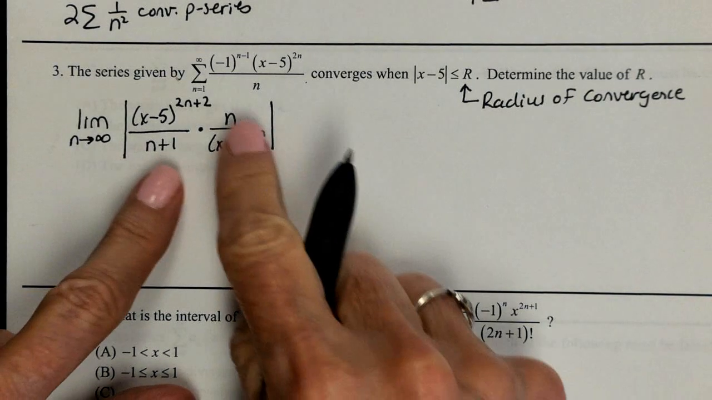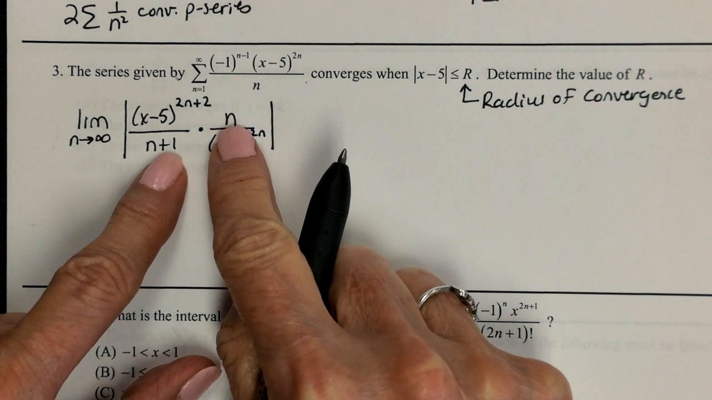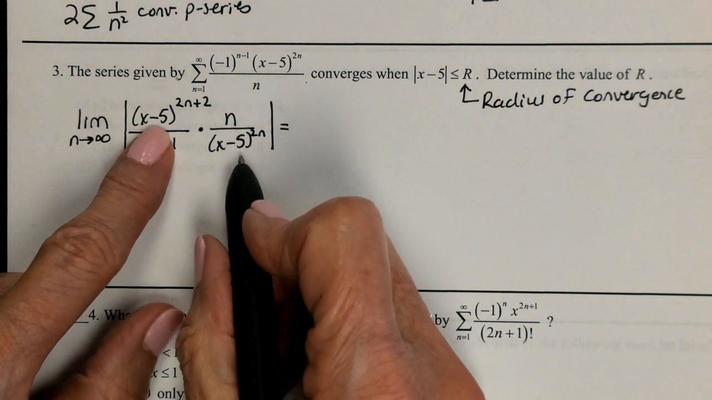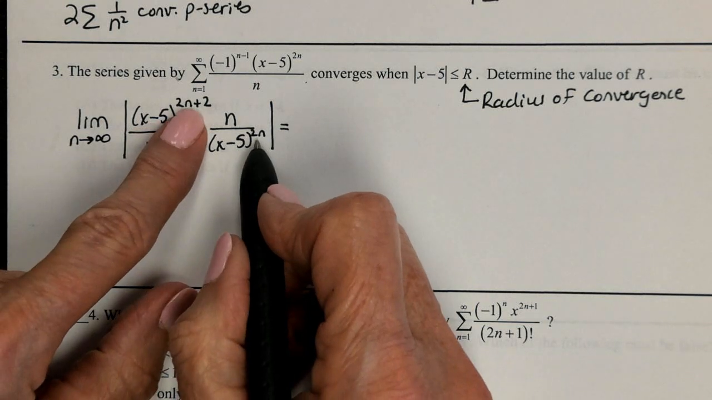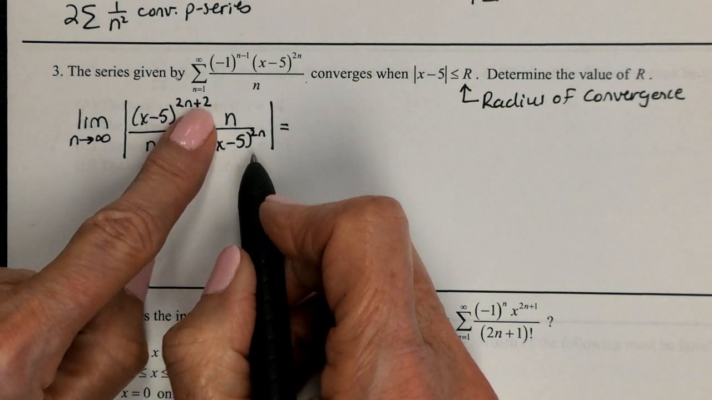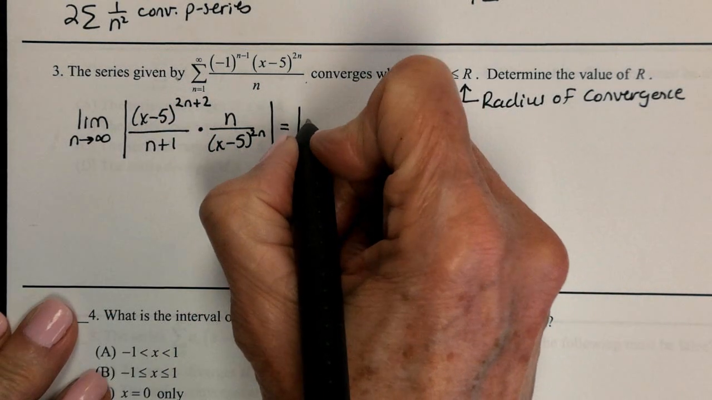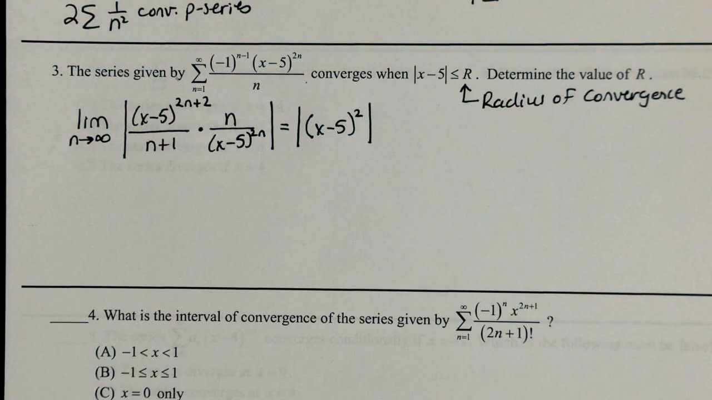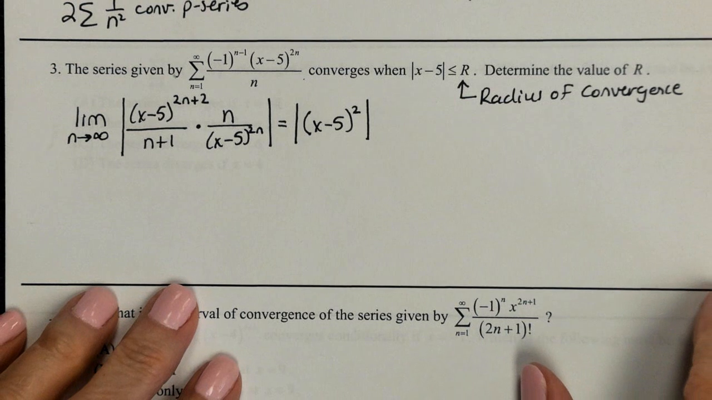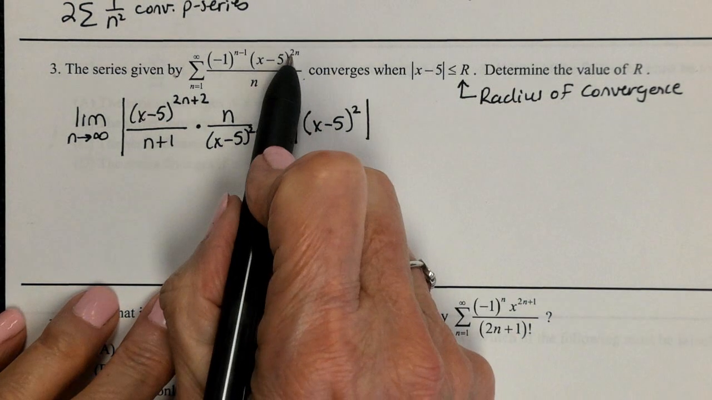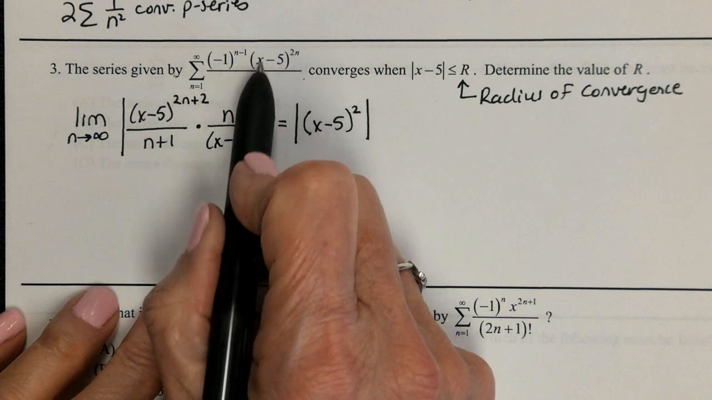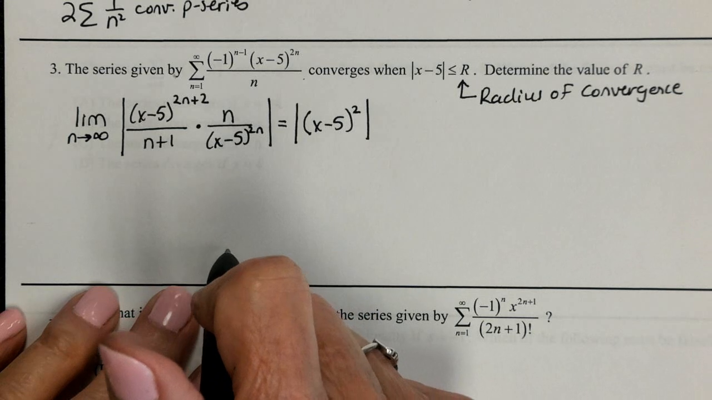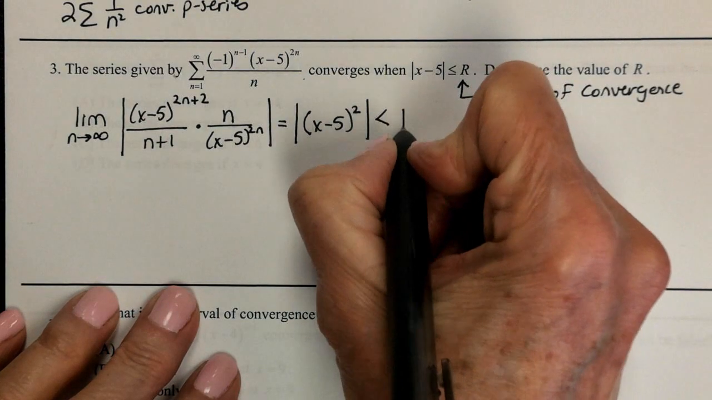Okay, as n goes to infinity, n over n plus 1 goes to 1. So this limit will be the x minus 5's reduce. We subtract the powers and we're left with 2 x minus 5's on top. Absolute value of x minus 5 squared. Okay? So like I said before, when you have a 2n, you're going to get this squared when you take your limit. All right? In the ratio test, we force this to be less than 1.